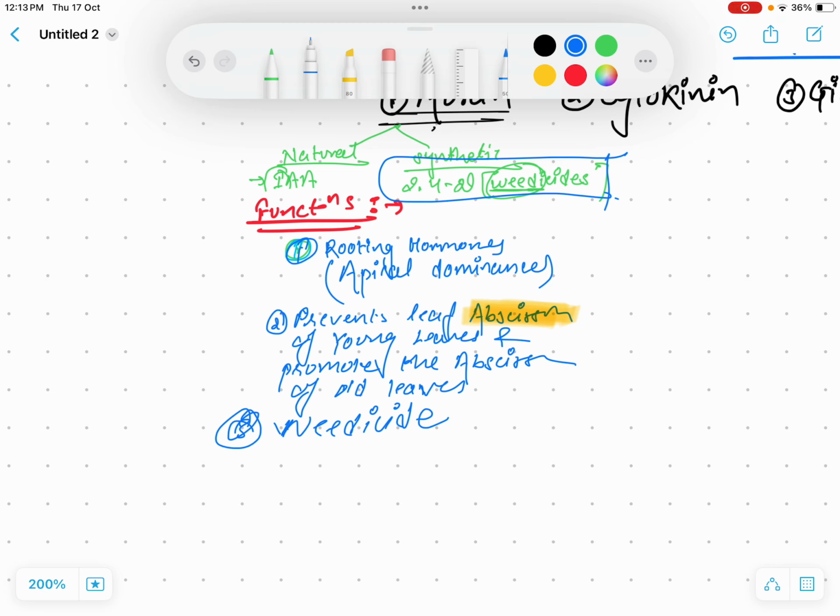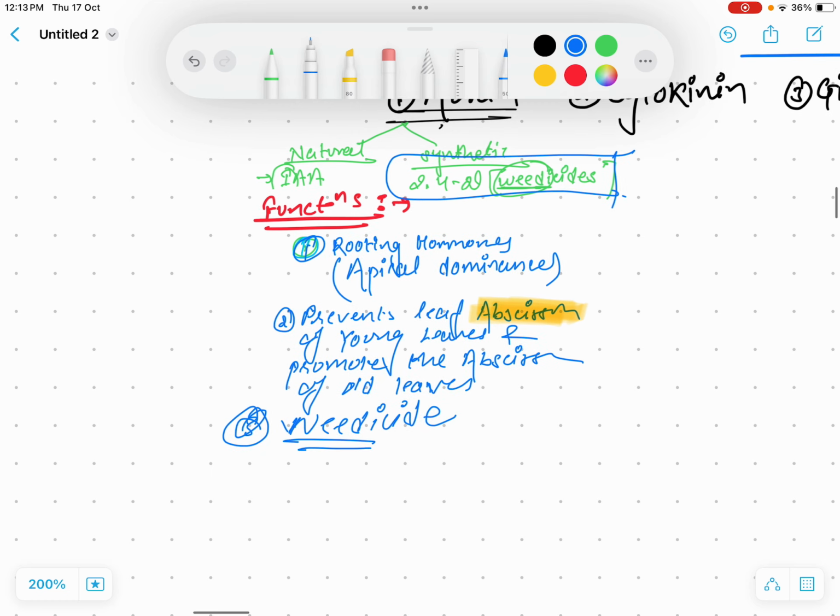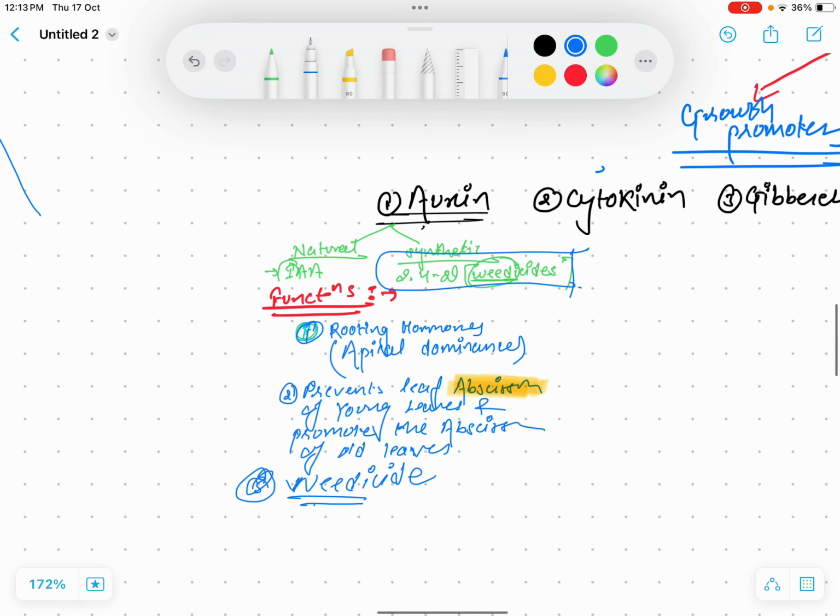And another is weedicide. Weedicide means weed killer, which kills the weed. Do you know weed, right? Which harms the other plants. These are also plants. Weeds are also plants, but these plants harm the other plant growth, okay? So this is about auxin.